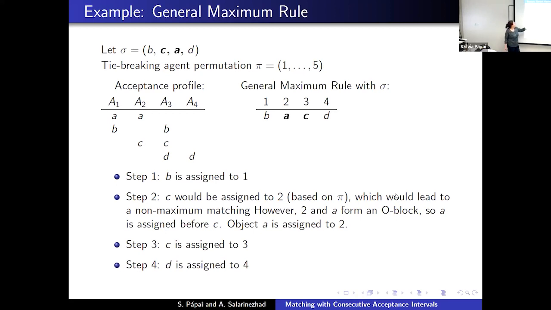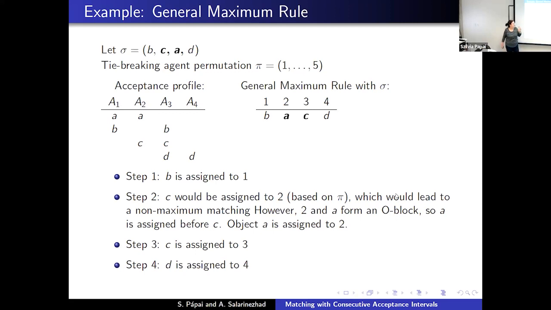Now step 2: we're supposed to assign C. C would be assigned to 2 just based on the tie breaking. B is already assigned, and 2 has A and C, and 3 has C and D. C is in both of these, but the tie breaking tells us to give it to 2.